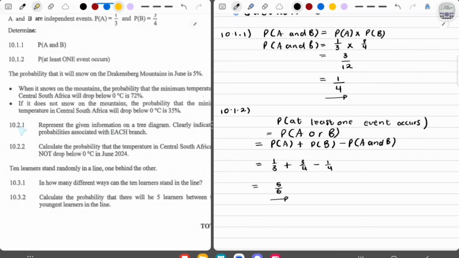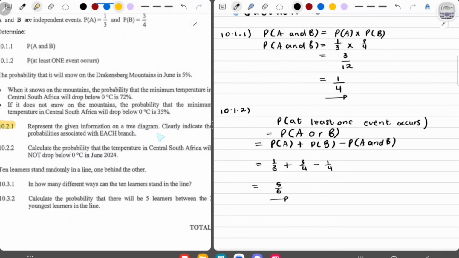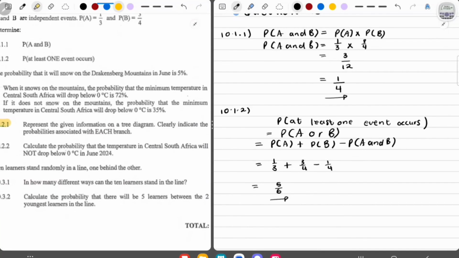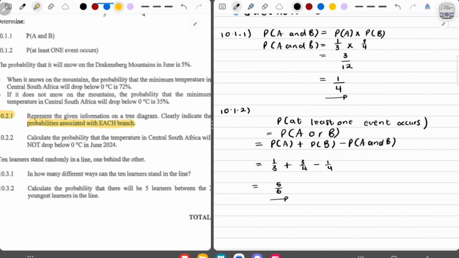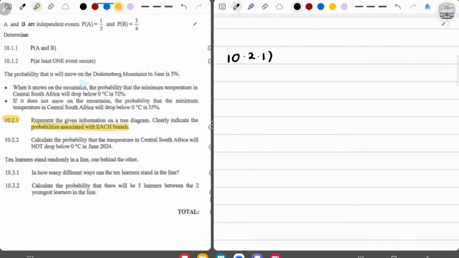The first question is for us to represent the given information in a tree diagram. On a tree diagram, clearly indicate the probabilities associated with each branch. So just the probabilities associated with each branch, not the outcomes. Okay, so that's all we need to do. Let's break down this tree diagram. So they say the probability that it will snow on the Drakensberg Mountains is 5%, of course, in June, right?